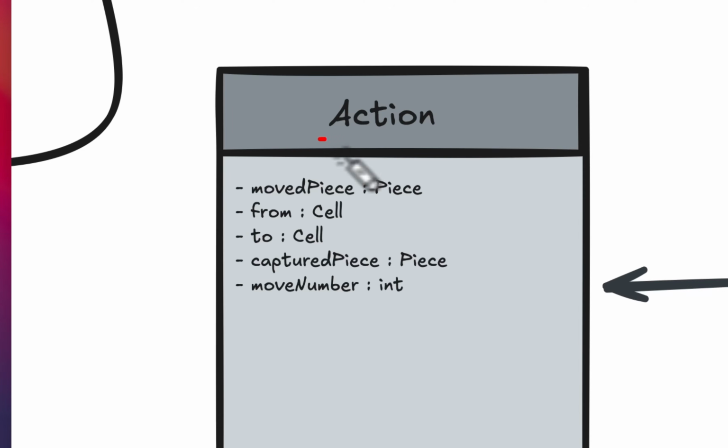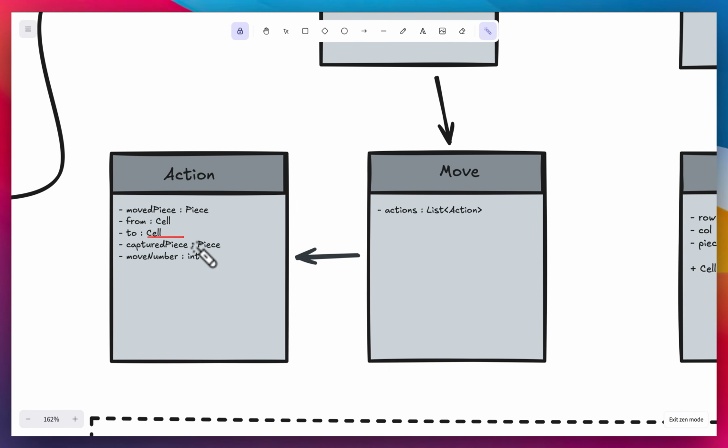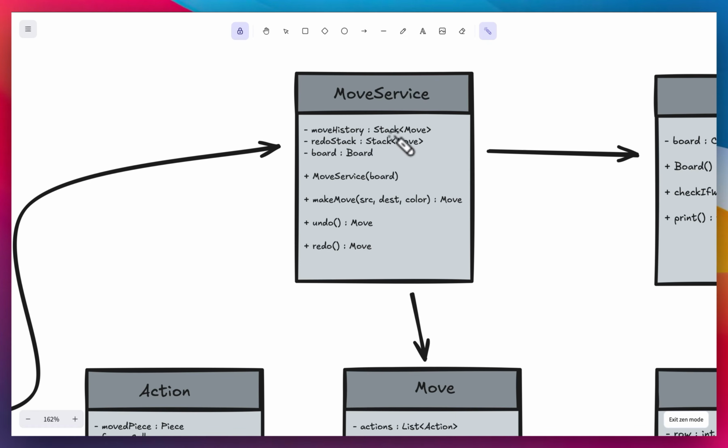Now, if I want to undo this action, that's very simple. This is the piece that we moved from source to destination, right? Now we would reverse that. We would move that piece from destination to source. And on the destination, we would put this captured piece back again. If this was null, then the destination would remain as null, right? And we would also decrement the move number. So this is how the action would look like.